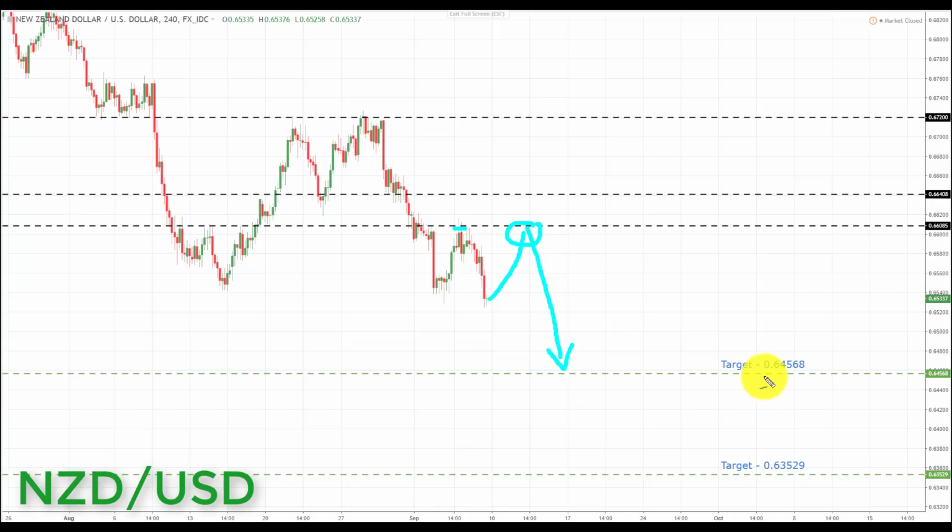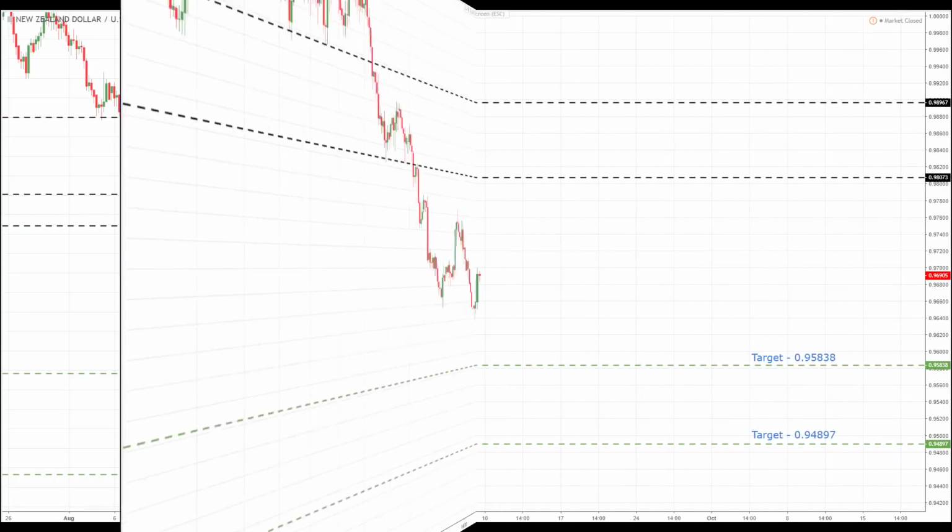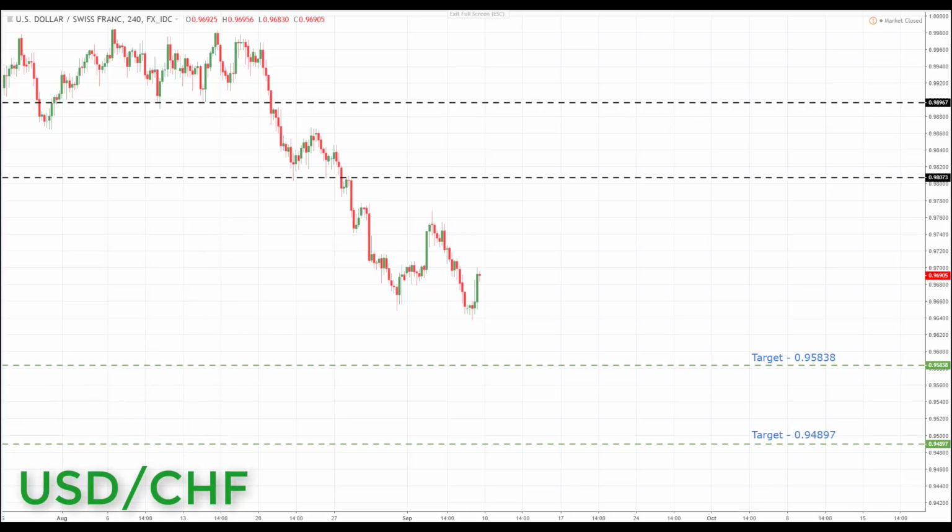This is going to be a great place to start to look for bearish formations and patterns. We're going to be looking down towards the next key area of support to the downside, with the target set at 0.64568. And if we get a breakthrough here, we're going to be looking down towards the next key area of support to the downside, and target 2 at 0.63529. So the next pair we're going to look at is the US dollar Swiss franc.